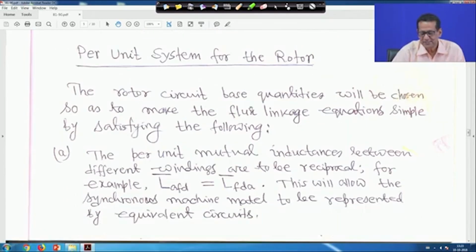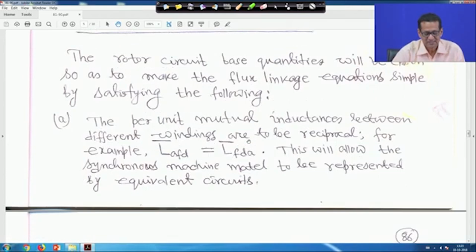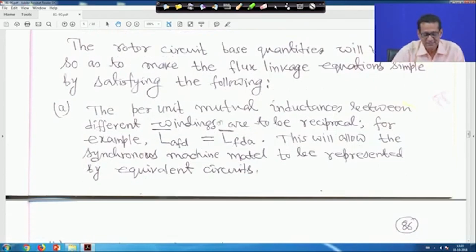So, the rotor circuit base quantities will be chosen so as to make the flux linkage equation simple by satisfying the following. The per unit mutual inductances between different windings are to be reciprocal. That is, for example, LAFD bar must be equal to LFDA bar. This should be equal, right, per unit referred to either side. This will allow the synchronous machine model to be represented by an equivalent circuit, right.